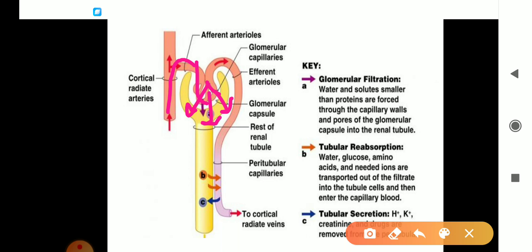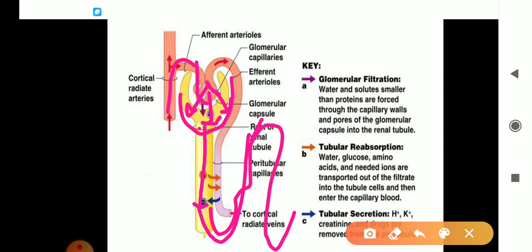These may be uric acid, urea, salts, and sometimes glucose, amino acids, and minerals also. They and excess water are filtered out into this Bowman capsule, right? Then this whole liquid, containing all these types of substances, moves ahead into the renal tubule. Now see, this is the structure of the renal tubule. Then reabsorption takes place in this loop of Henle, or we can say renal tubule.